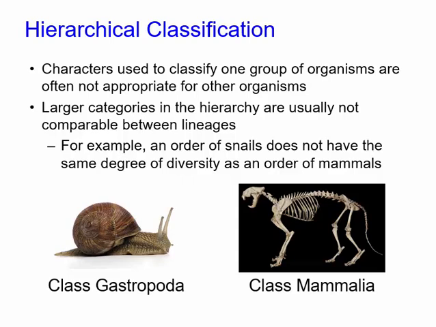And a great example would be, say, vertebrates versus invertebrates. Here we have a snail. If we were interested in categorizing snails, we might look at the shape and the direction of the spiral of the shell. That's not going to be a useful characteristic for categorizing, say, felines or mammals in general, any vertebrate animal, right? So that's not going to be useful, and vice versa.